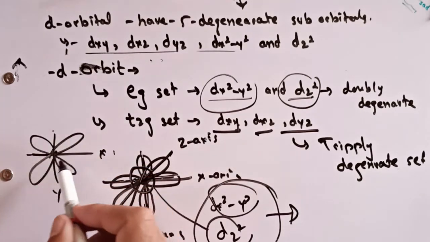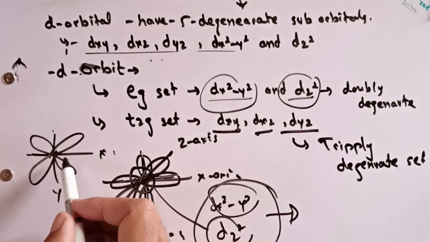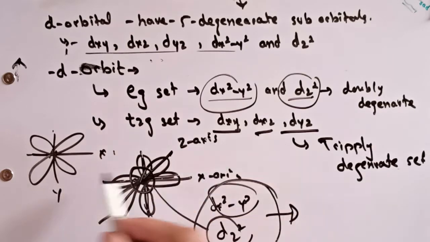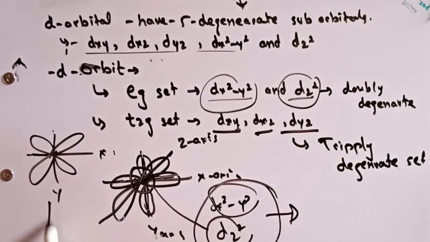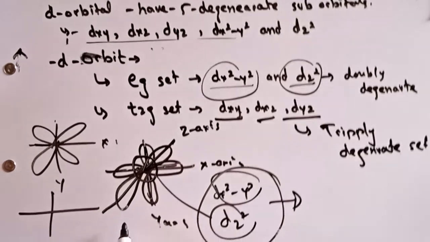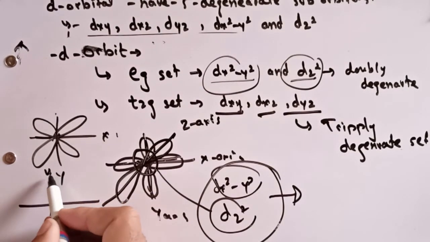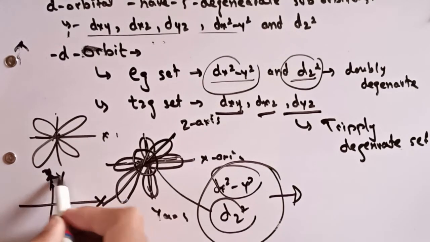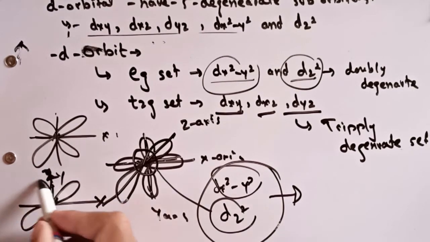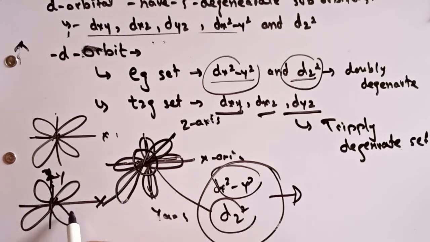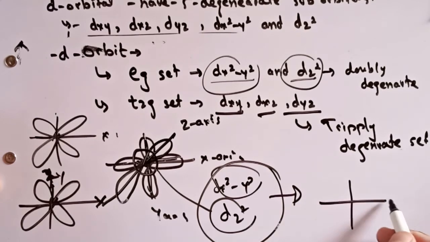So this will be on the x-axis. In between the axes are dxy and dxz. Let's suppose that is x and that is z. So the lobes will be in between, all the lobes will be in between the x and z plane. Let's suppose the yz orbital will show like that.